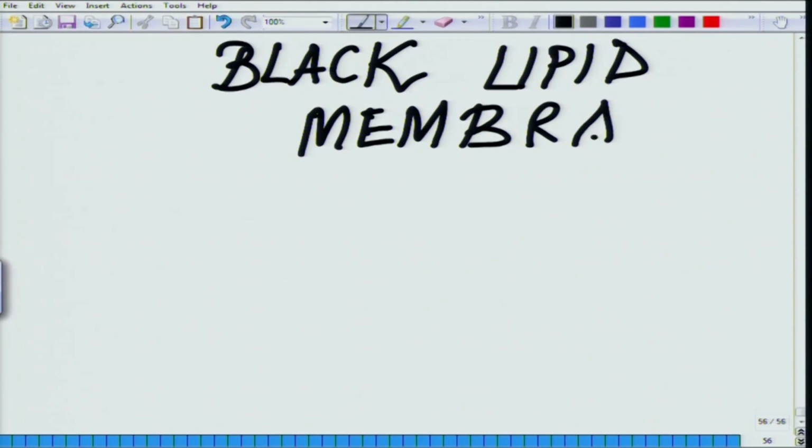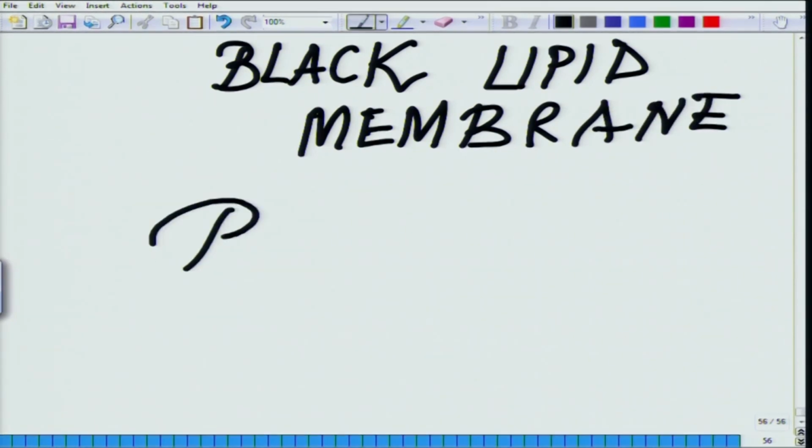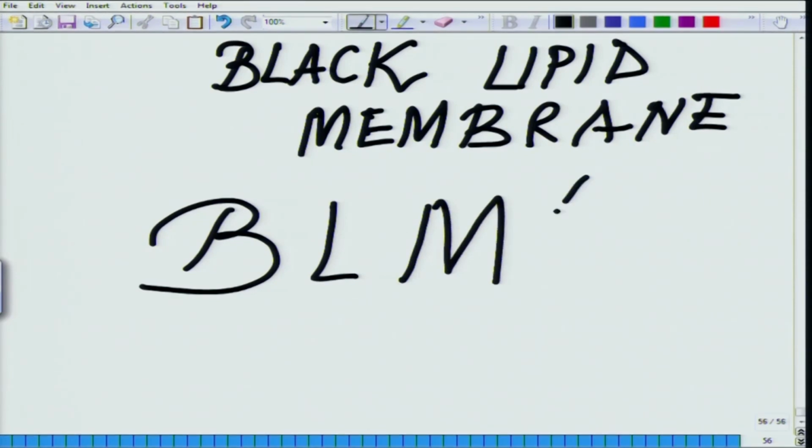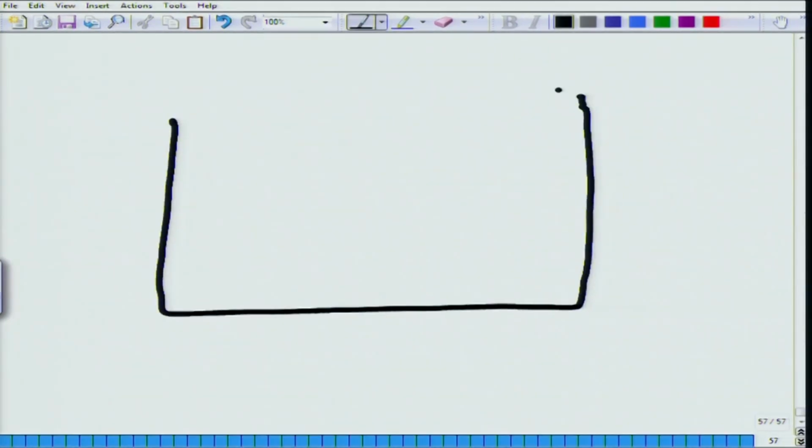In short, sometimes it is also referred to as the BLM technique, black lipid membrane apparatus. So, what really is the black lipid membrane apparatus? Just imagine you have two beakers like this. You have a jar where there is a small partition, and within that partition you have a small hole like this. Sorry, let me redraw it like this. Now you see a small hole out here. Let me mark this hole for your understanding. So, this is where the hole is.